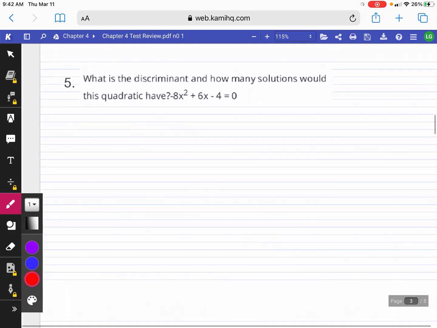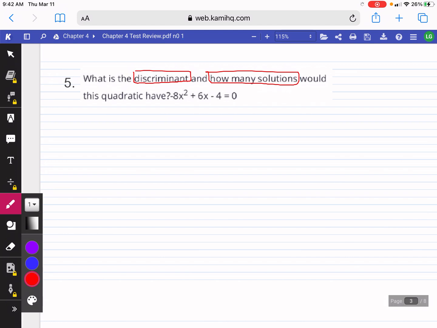This next question is moving on to a new topic, the discriminant. So what is the discriminant and how many solutions would this quadratic have? So your discriminant, the formula is b squared minus 4ac. And then if you have a positive discriminant, that means that your graph would have 2 real solutions.